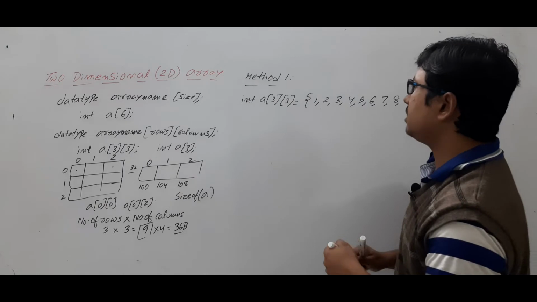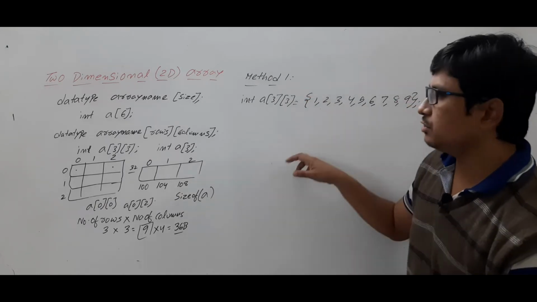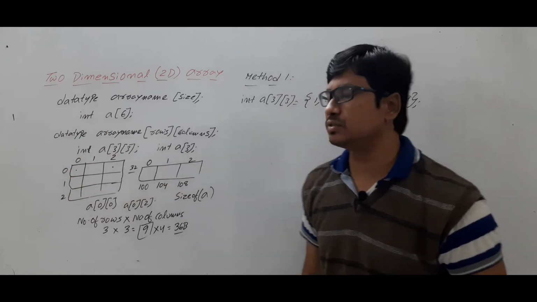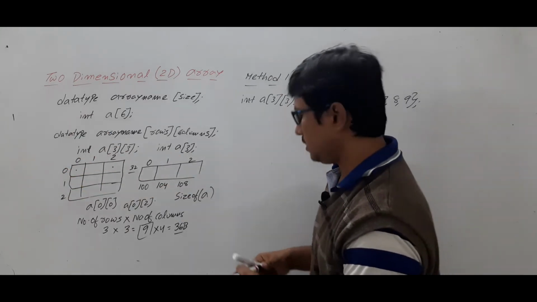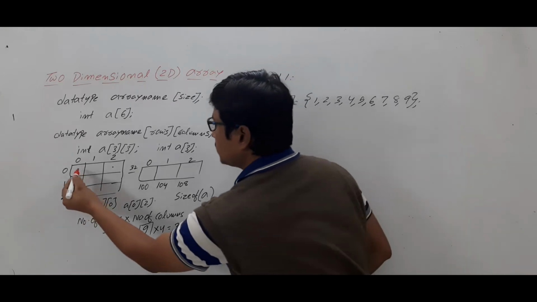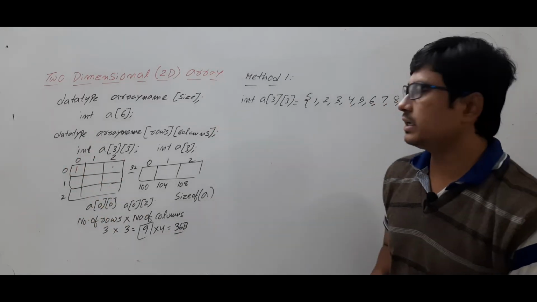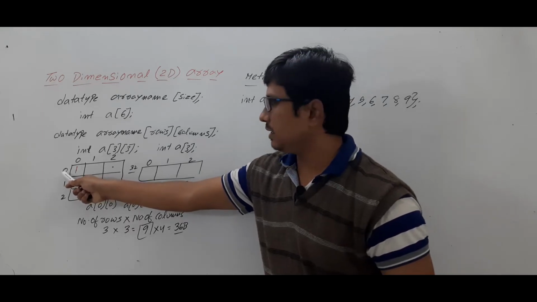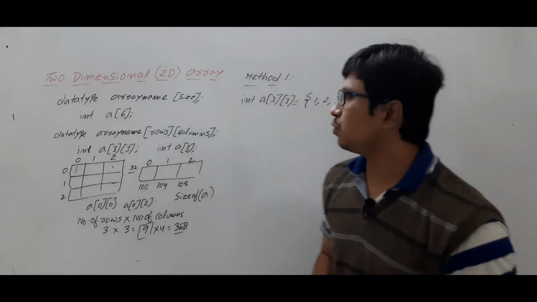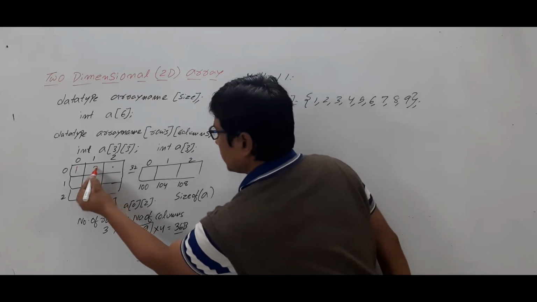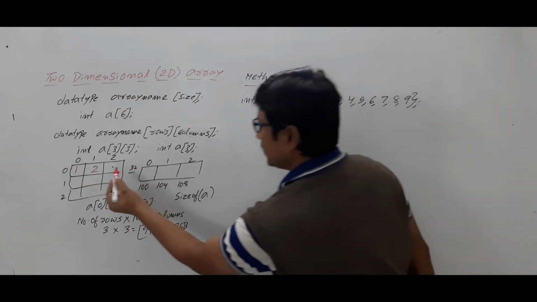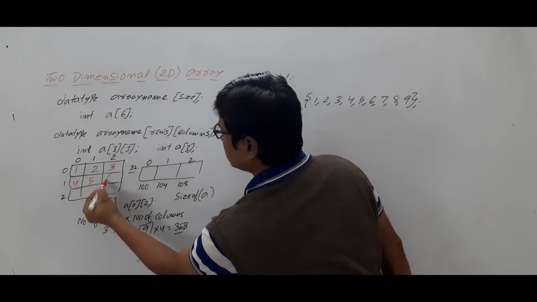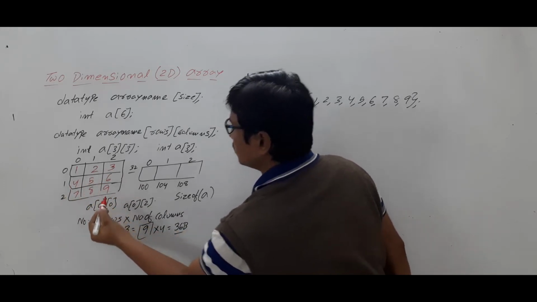Now the first value will be stored in the row index 0 and column index 0. Is it clear? So here the value 1 will be stored. The next element will be stored in the row index 0 and column index 1. And the next value will be stored here, then the next value will be stored here. Like this, the values will be stored.